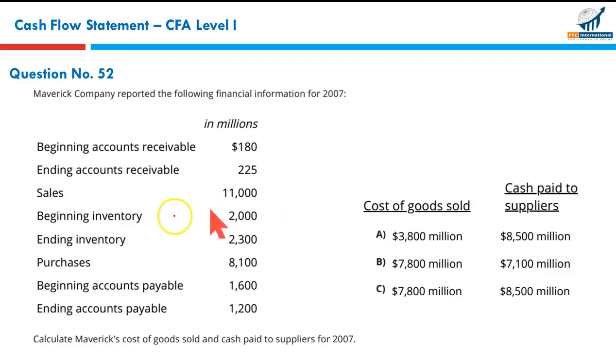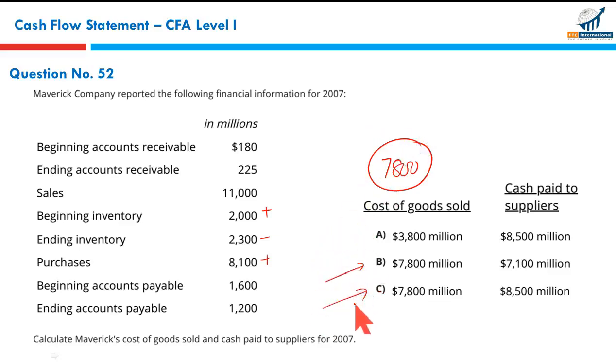Next, again a bigger question and a very good one. Calculate Maverick's cost of goods sold and cash paid to suppliers. Cost of goods sold is not a big deal. We have been doing it for ages. Beginning stock plus purchases minus ending. So it's 2000 plus 8,100 less 2,300, that is ending stock. It's 7,800. So cost of goods sold is 7,800. So that makes either B or D to be the correct option.